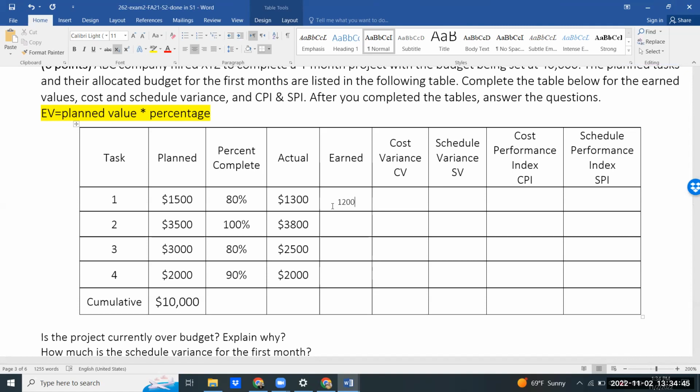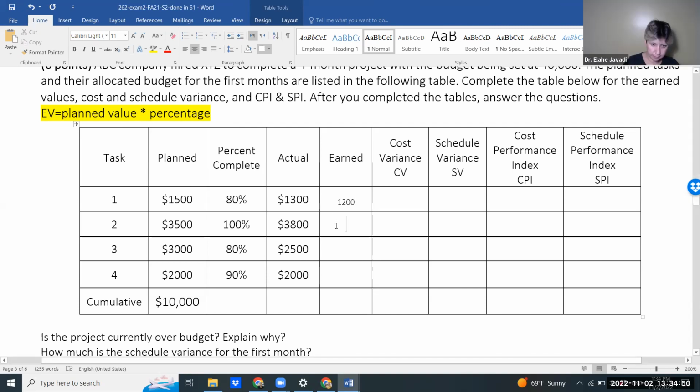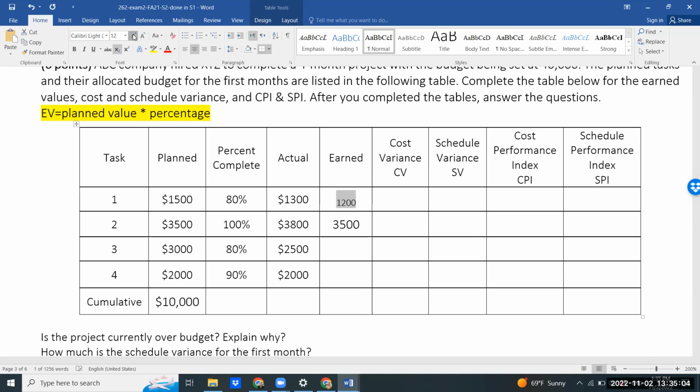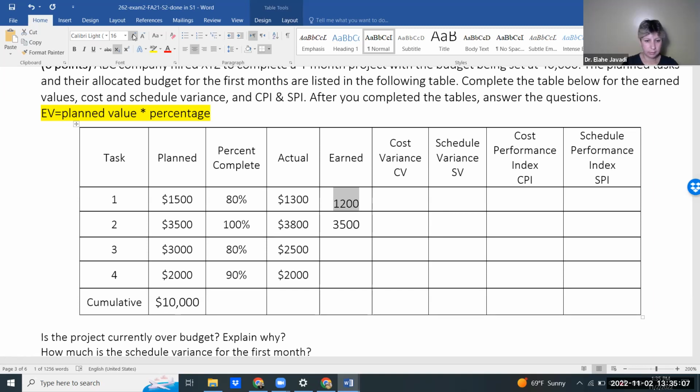Keegan, you're next. For task 2, yes, please. 3,500. 3,500. Yes, it's 100%. Good job. For task 3, I'm gonna go to Carissa. 2,400. 2,400. Let's look at it. Task 3. Yes, good job. We're gonna go to Tyler for task 4. 1,800. 1,800. Good job.